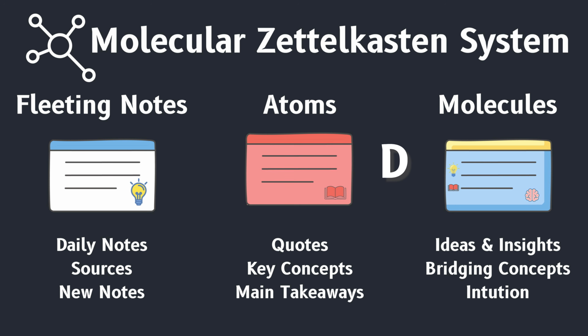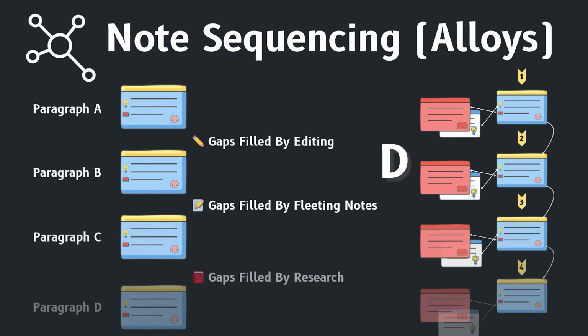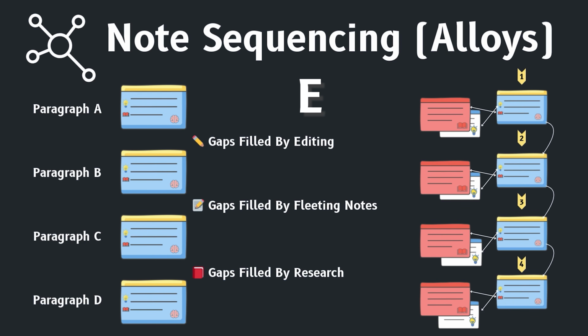Distill. My distilled notes are atoms, which are literature notes, and molecules, which are permanent notes. This is very similar to the original Zettelkasten system. Finally, we get to the express part of CODE: publishable notes, which I call alloys because I have a material science background, and when you get a bunch of atoms and molecules and combine them, you can build alloys in metallurgy.